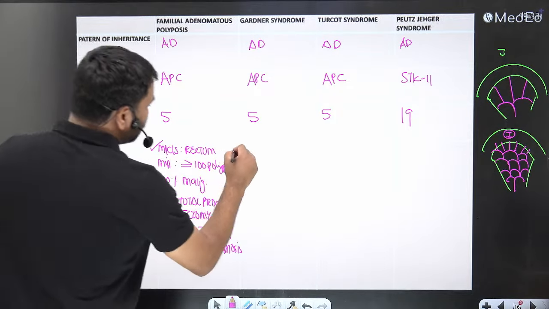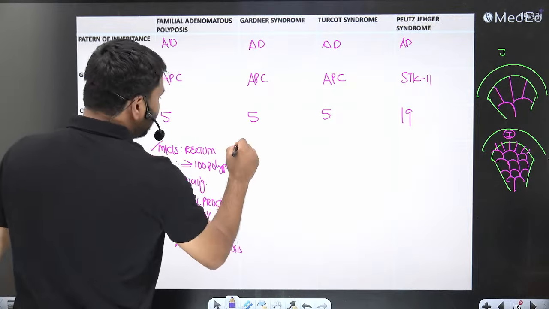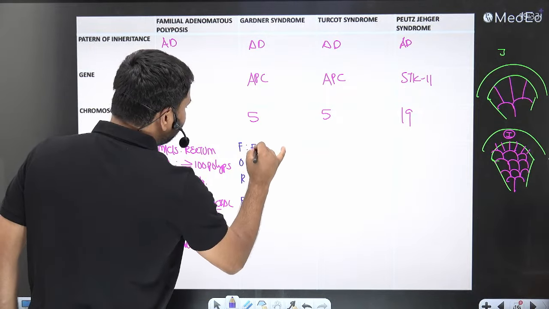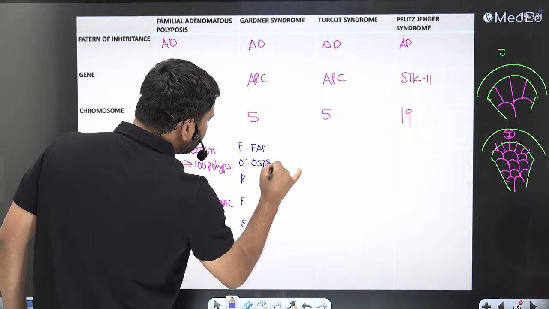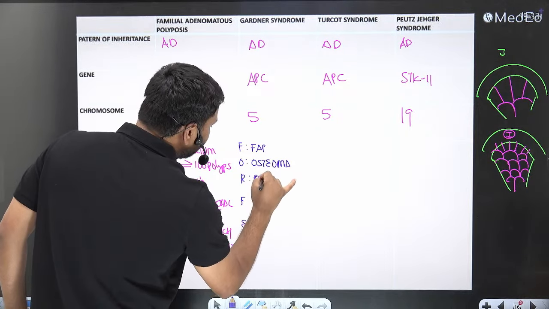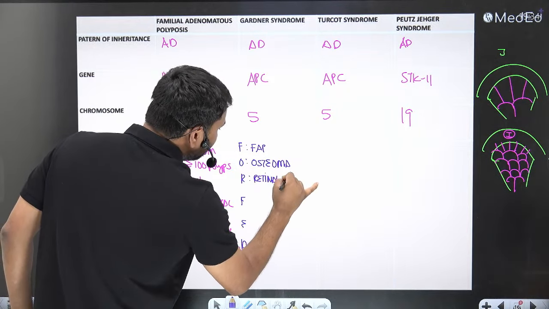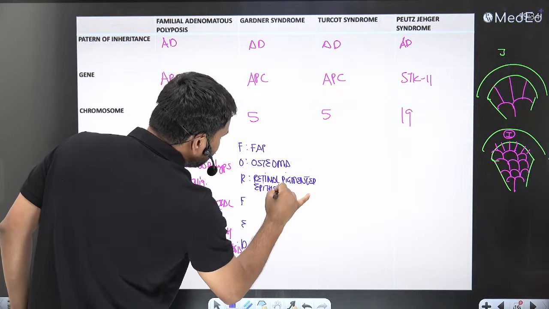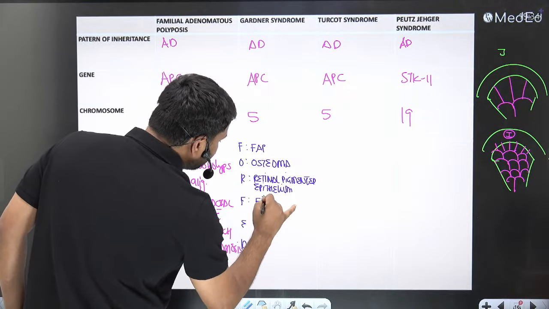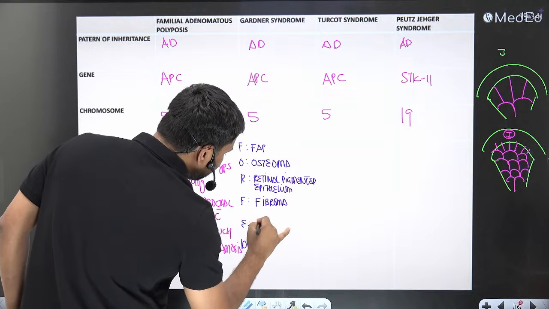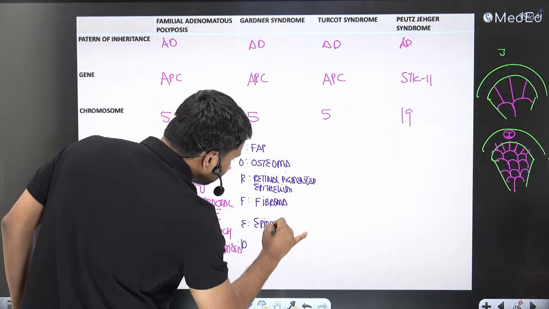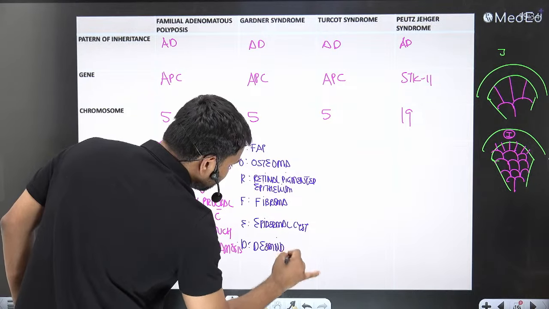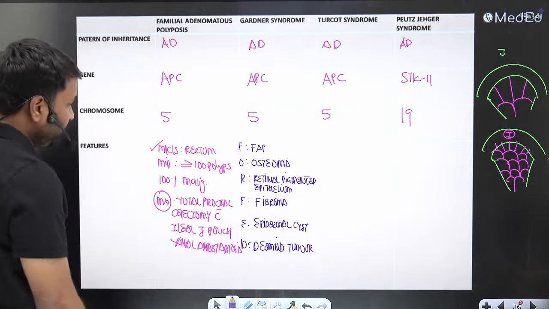Right, so in terms of Gardner syndrome, the components can be remembered with the help of the following mnemonic, what we call FORFED. In FORFED, F stands for FAP, familial adenomatous polyposis. O is your osteoma. R is your retinal pigmented epithelium, the congenital hypertrophy of retinal pigmented epithelium. Another F stands for fibroma. E is your epidermoid cyst or epidermal cyst and D is the desmoid tumor. These are the components of your Gardner syndrome.